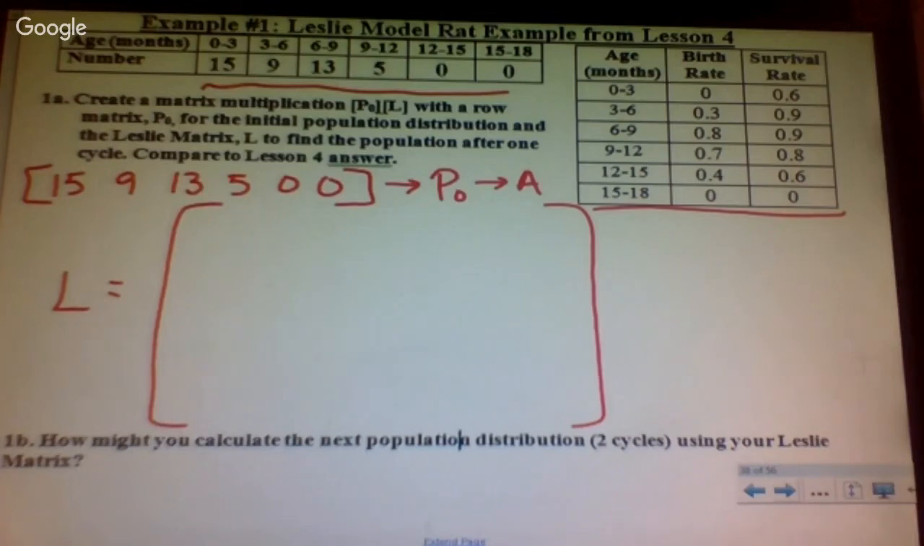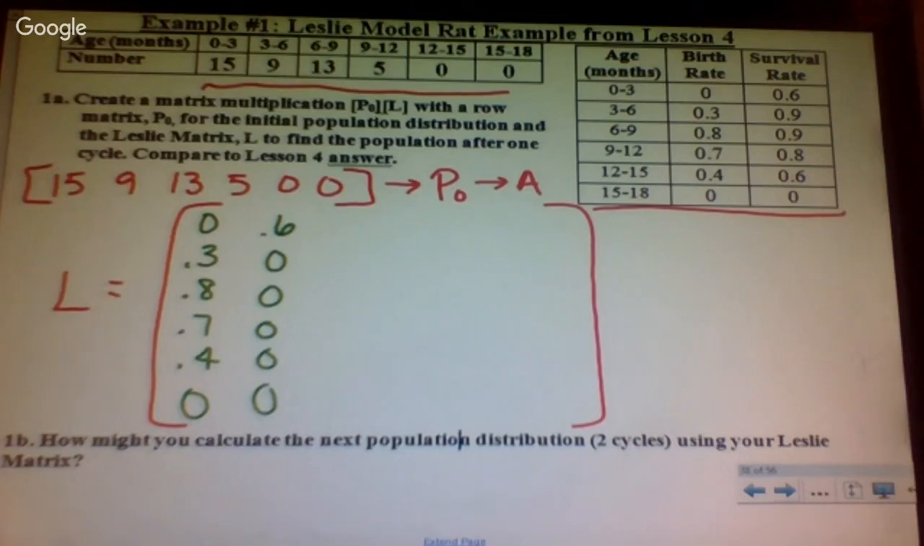Okay, so my Leslie matrix, what should my first column contain? All of my birth rates. So 0, 0.3, 0.8, 0.7, 0.4, and 0. My next column should only contain my survival rate for 0 to 3. So that should go here. Everything else should be a 0.